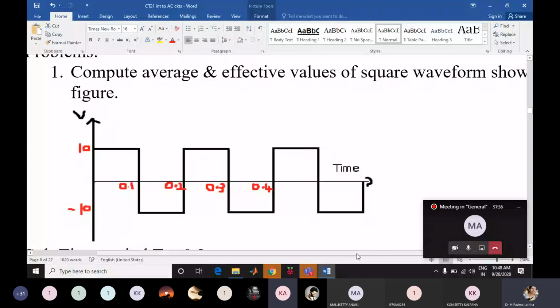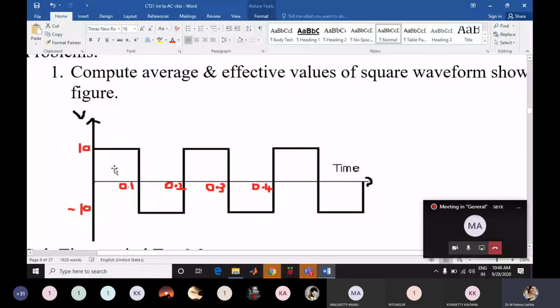So it is not 0.1, because whenever positive and negative cycles are there, the time period is the time required to complete one positive and one negative. Okay, so there is no problem with these types of waveforms. If there is no positive and negative, then it is somewhat difficult. As long as the waveform consists of positive and negative half cycles, the time taken to complete one positive and one negative becomes the time period.